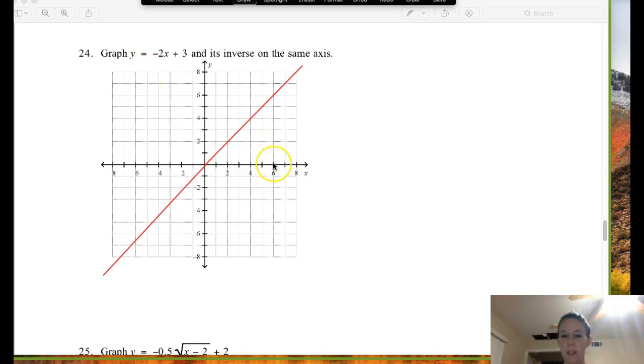So whatever the graph looks like, flip it across that line, and then you'll have your inverse. Sometimes it's hard to see though. All right, so let's look at this. We just have a line.